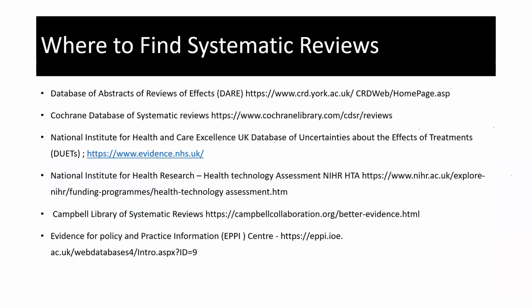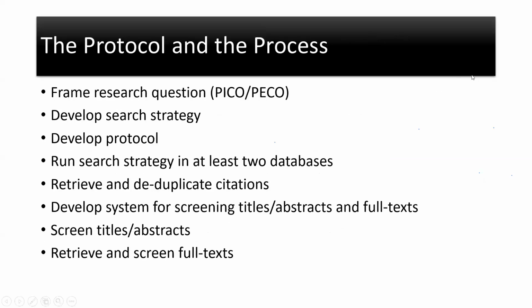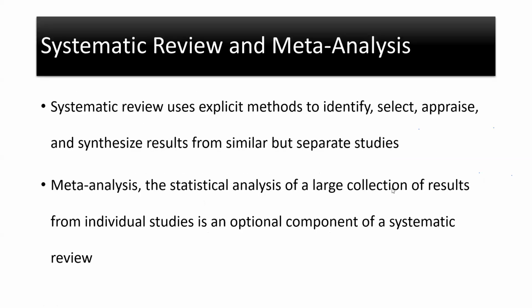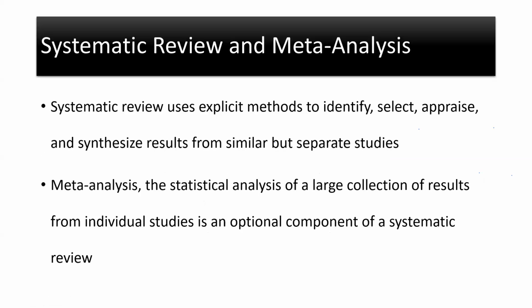So these are different databases where you have to go and try to find them. So you have different databases, like the effectiveness reviews, and then the Agency for Healthcare Research and Quality, the Scottish one, BMJ Evidence-Based Medicine, PROSPERO, and search filters and major databases. So these are the different databases where you can go and find those.